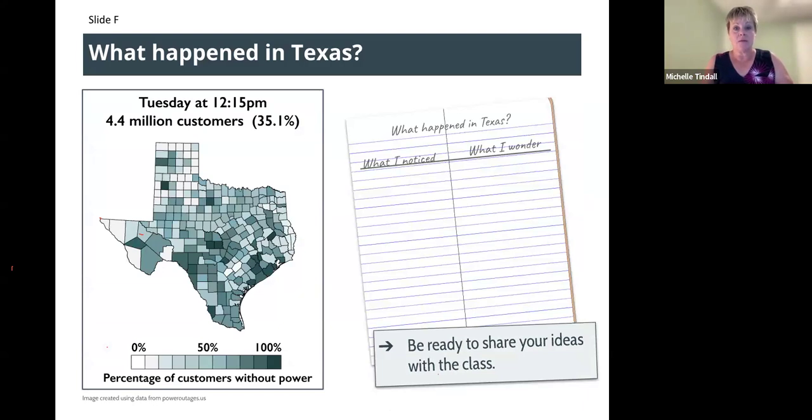Next up, students would take a look at some graphs. So taking a look at this graph, what do you notice and what do you wonder from this graph, from this illustration here? What do you notice and what do you wonder? Go ahead and put it in the chat. What do you notice and what do you wonder?